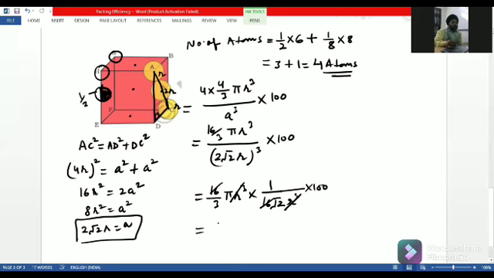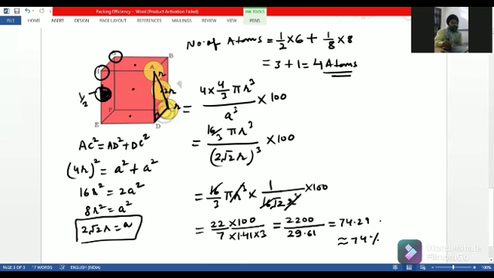So finally, what we are going to get, we'll put the value of pi also, that is 22 upon 7. And we have 100 also here. Upon the value of √2, we can take it as 1.41, and 3 is also there. So we'll get 2200 upon, when you multiply all these three, you are going to get 29.61, and when you divide it, you will get 74.29, which is approximately equal to 74%.